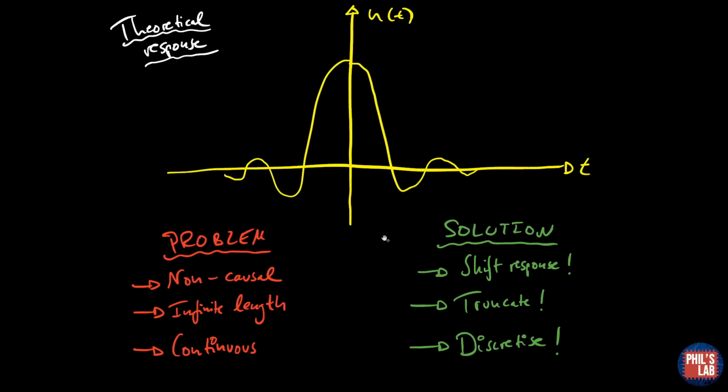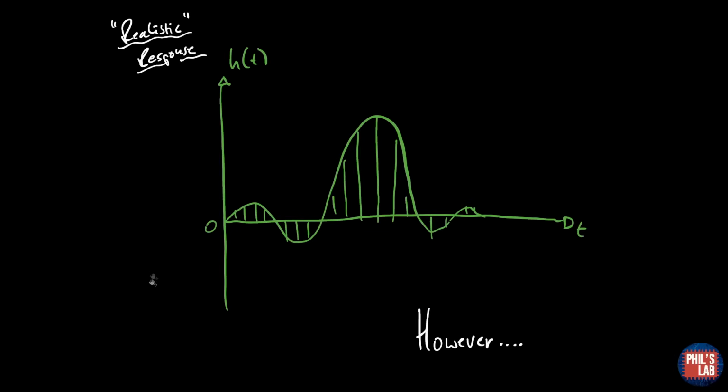But, of course, we have a solution for all of these. The first one is to shift the response to the right. Then we want to truncate, we want to chop the left and right ends off, and then we want to discretize. So we want to sample this function at fixed periods. Now, once we do that, we can come up with this realistic response over here. As you can see, we shifted the impulse response, we've truncated the ends left and right, and then we've sampled it, which is shown by these bars here.